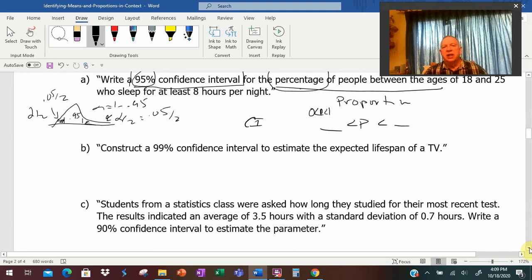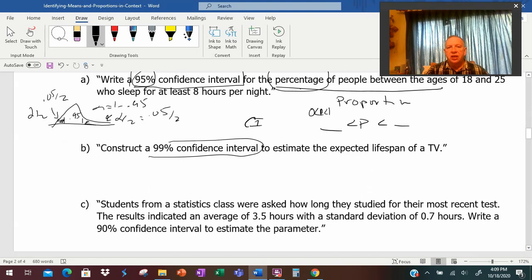Construct a 99% confidence interval to estimate the expected lifespan of a TV. 99% confidence interval, that's that one piece of it. That just says I'm doing a confidence interval with a 99% confidence level. Estimate the expected lifespan. I would expect this to be a time, so I would be doing the mean time. Expected value, the expected average. So this is a confidence interval. This one was for proportion, sorry. And this would be the confidence interval for the mean. Okay.